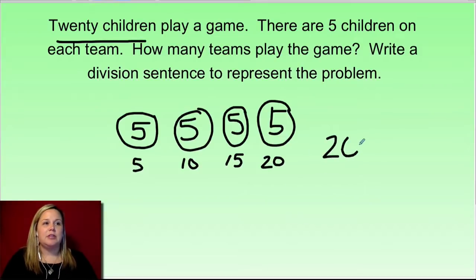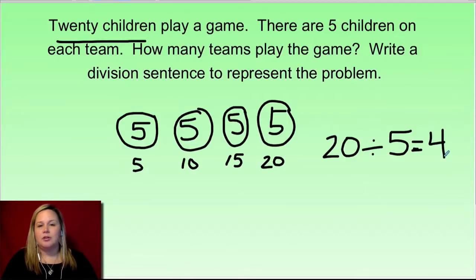Okay, so if I wanted to write a division sentence that matches this picture, I could start with 20, because we know that when we start with division, we always start with the biggest number, divided, and then I know that there was 5 in each group, and then I figured out once I counted that there were 4 groups or 4 teams in this problem.